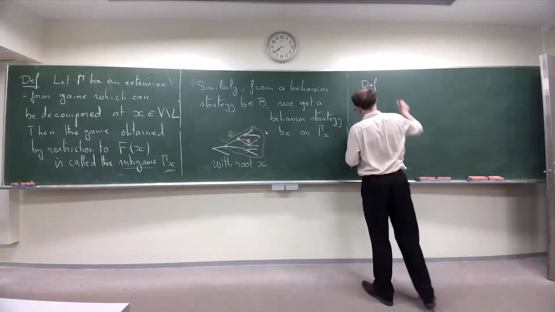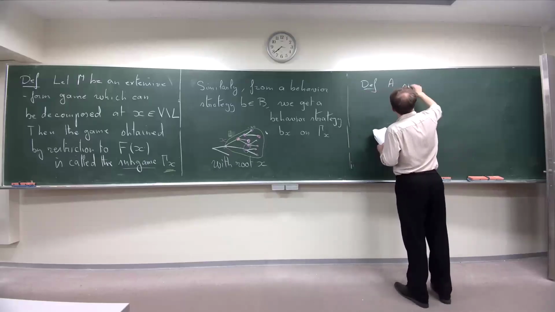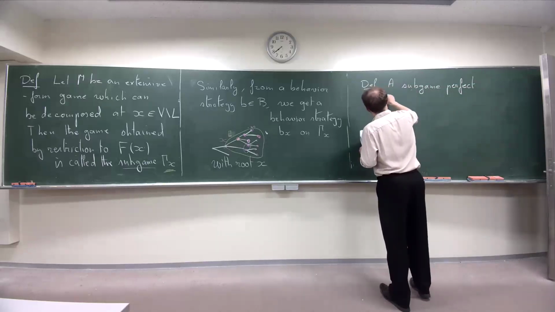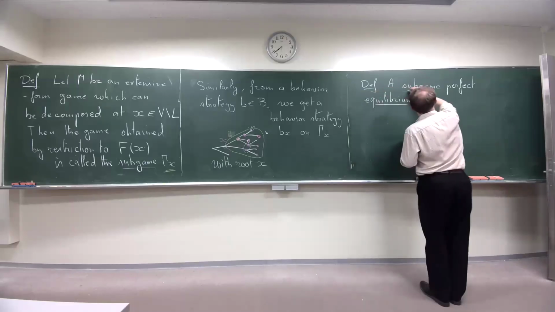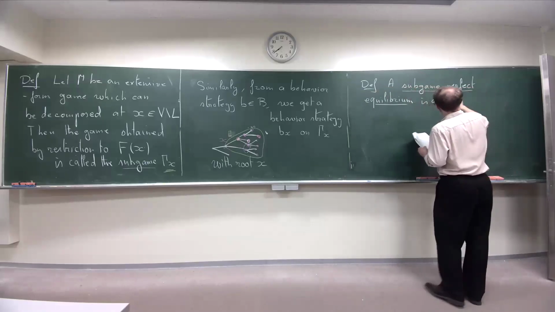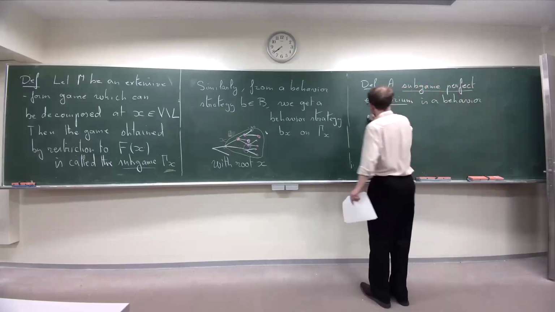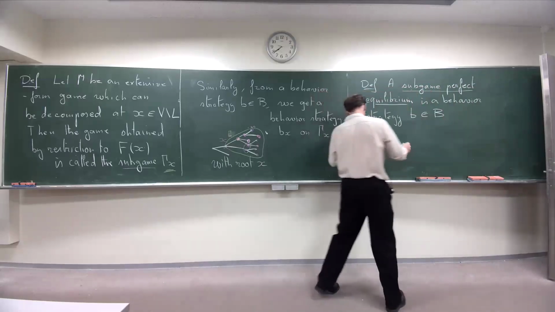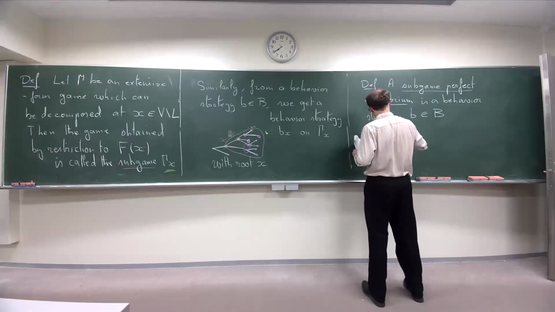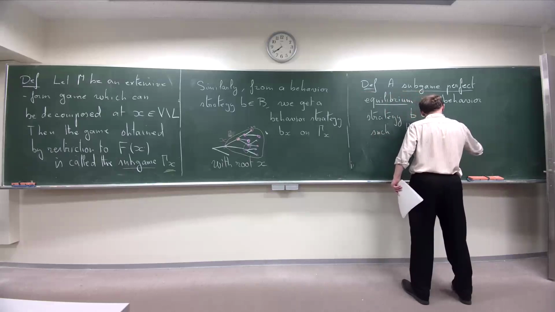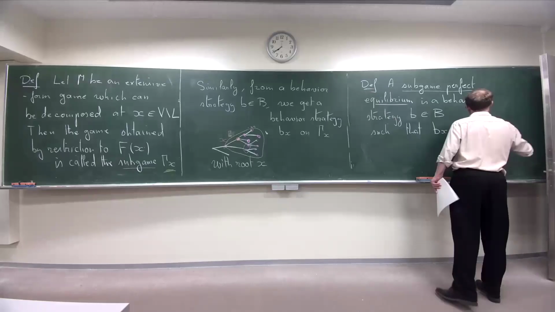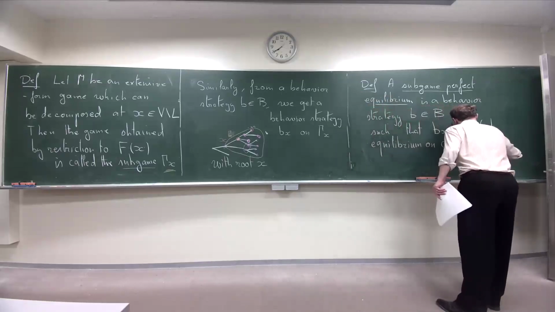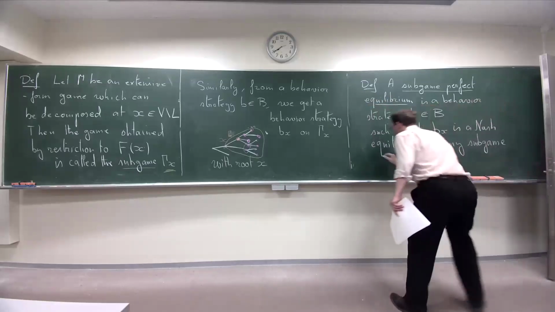So, subgame perfect equilibrium. This is the new name: a subgame perfect equilibrium is a behavior strategy, because it has to be a behavior strategy, B, like this, such that its restriction Bx is a Nash equilibrium on any subgame gamma x.